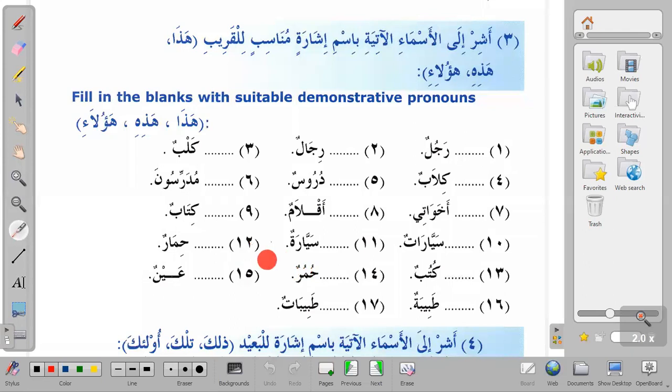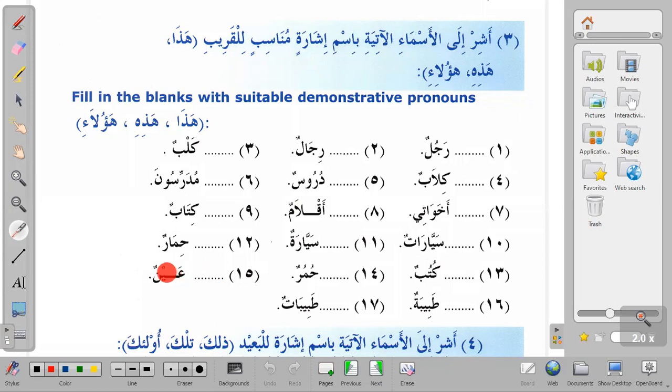Okay. حمار. The donkey. So حمر is the plural. So use what? هذه حمر. The plural is هذه حمر. These are donkeys. But you won't see هؤلاء. As I said, this is only for human beings. Okay. So I hope that is clear.